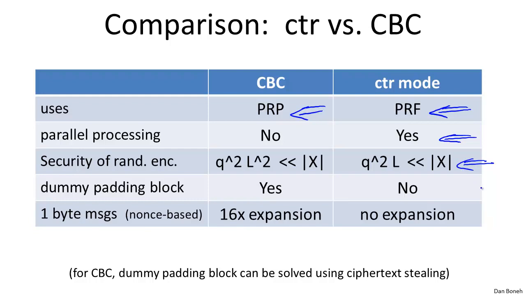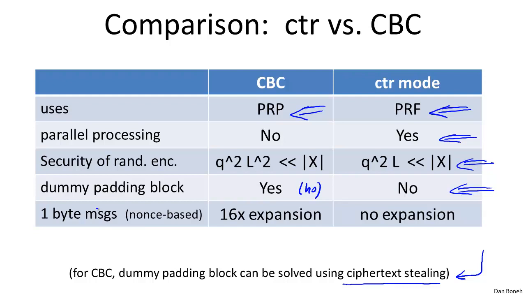The other issue is, remember in CBC we talked about the dummy padding block. If you have a message that's a multiple of the block length, in CBC we said that we had to add a dummy block, whereas in counter mode this wasn't necessary. Although I did want to mention that there is a variation of CBC called CBC with ciphertext stealing that avoids the dummy block issue. So for standardized CBC we need a dummy block, but there is a modification to CBC that doesn't need a dummy block, just like counter mode.